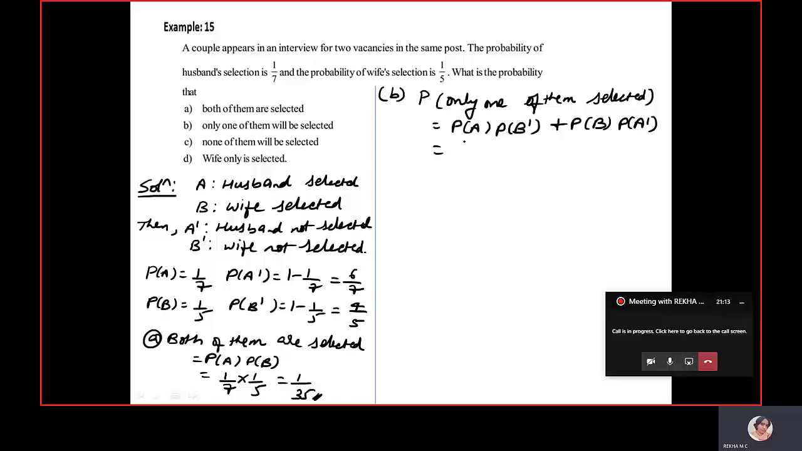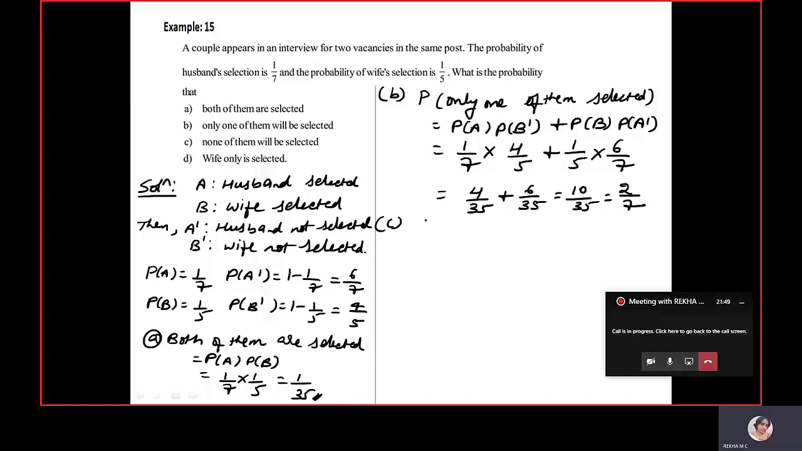So this is equal to 1 by 7 into P of B complement 4 by 5 plus P of B, 1 by 5 into P of A complement 6 by 7. So you will be getting it as 4 by 35 plus 6 by 35, that is 10 by 35, that is equal to 2 by 7. 5 into 2, 5 into 7.